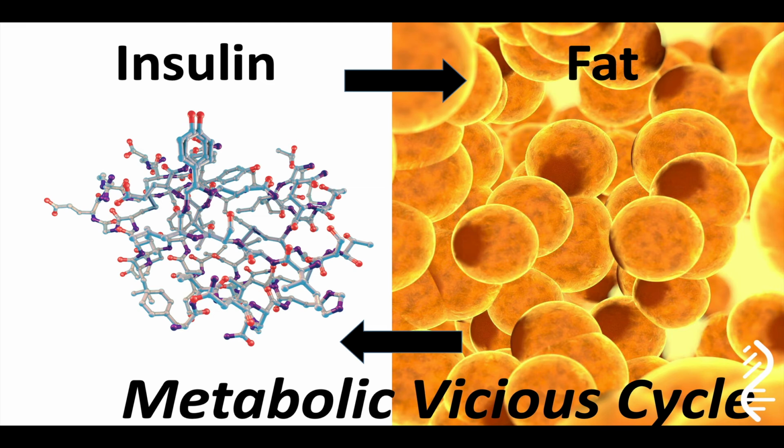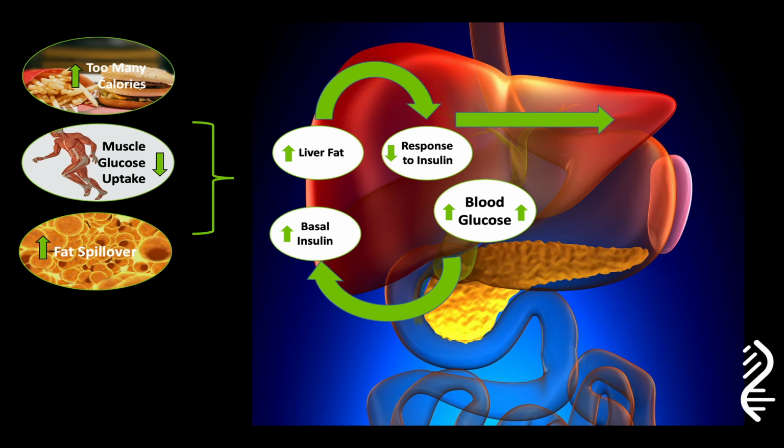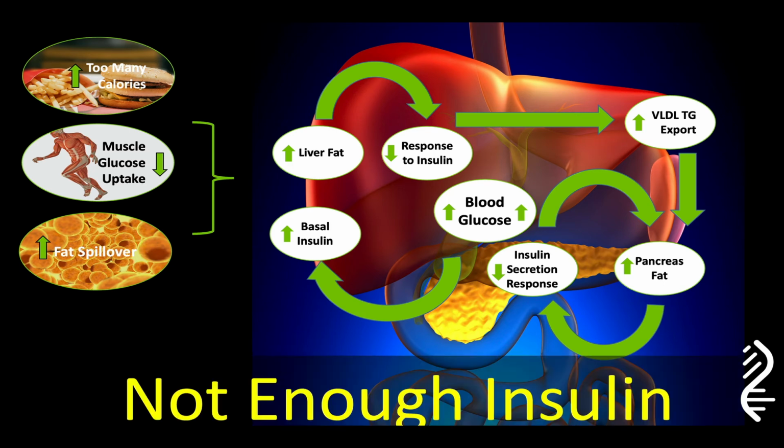And this really sets up a metabolic vicious cycle. High levels of insulin lead to more and more fat storage. More and more fat storage leads to insulin resistance, which leads to the high levels of insulin. And you can see how this cycle goes on. And so while this is happening, while we're developing too much insulin, the liver is also exporting some of that fat. Some of that fat will end up in the pancreas, and the pancreas will become affected and no longer be able to secrete as much insulin. And this is where we start to get the phenomenon of not enough insulin. And it's when we have not enough insulin that diabetes emerges.